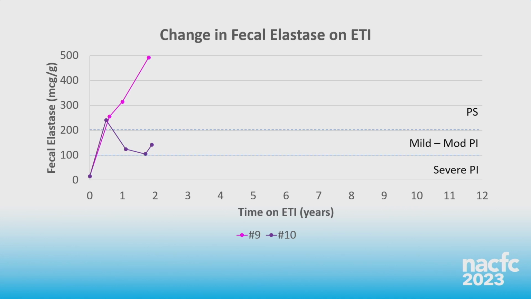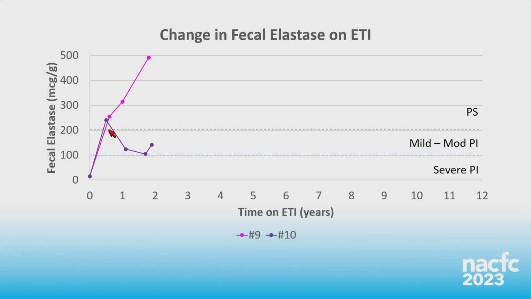My last 2 patients were on ETI when pancreatic recovery was identified. Patient number 9 here in pink started on ETI at 4 years old as a trial participant. After 7 months, his elastase increased to 255 and PERT was discontinued. And you can see his elastase continues to trend up. After 22 months on ETI, his most recent result is 492.